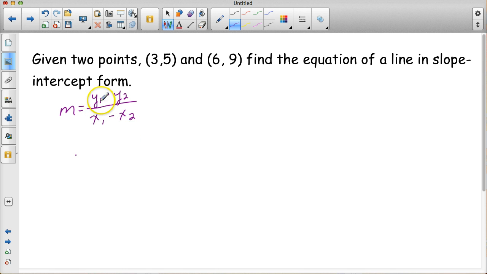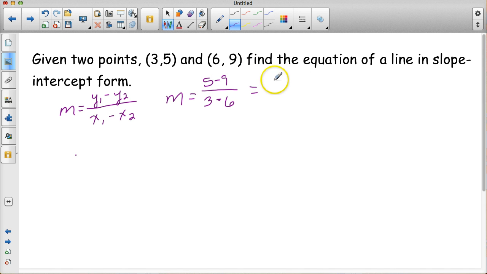Now sometimes you'll see y2 minus y1 and x2 minus x1, and it doesn't matter as long as you keep the x's together and the y's together. So in this case, I want to find the slope, m. So I'm going to do 5 minus 9. 5 is y1 and 9 is y2. And I'm going to then divide that by the x value that goes with 5, so 3, minus the x value that goes with 9, or 6.